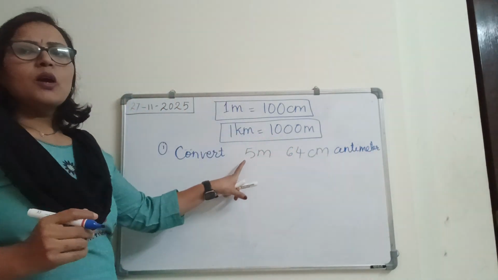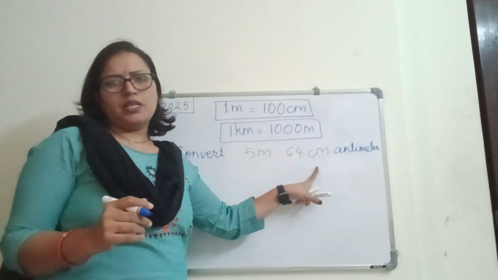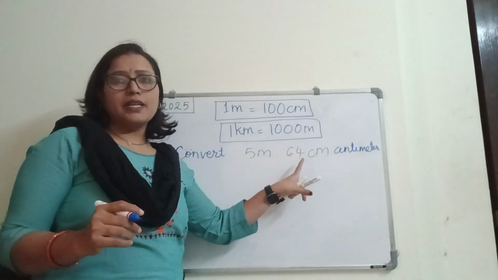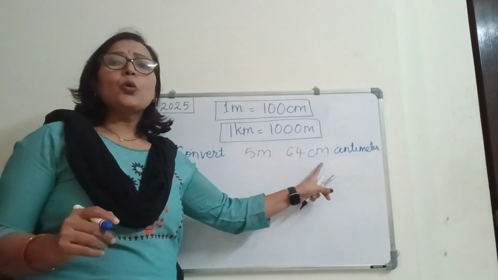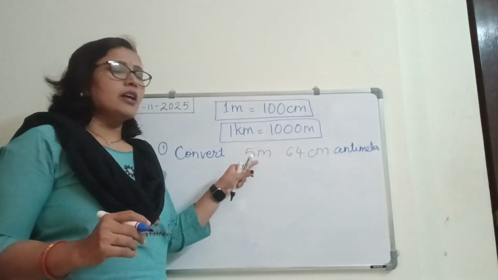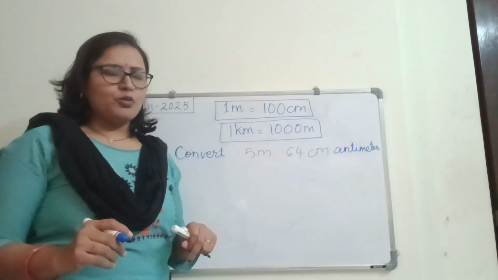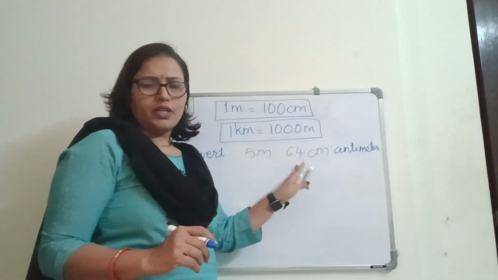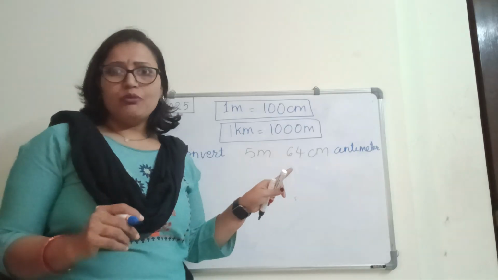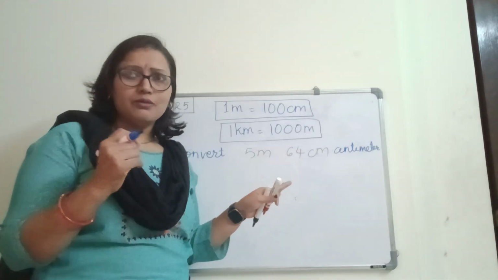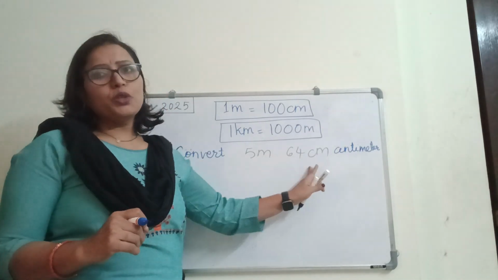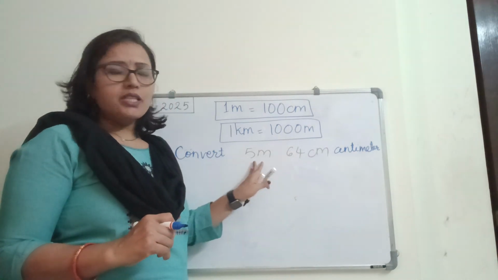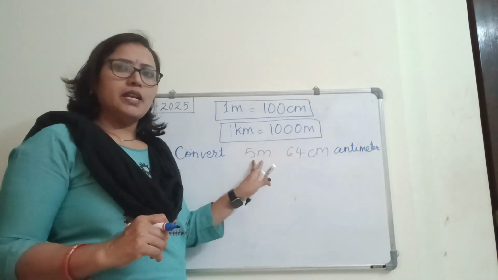So here 5 meter is given, and here 64 centimeter is given. So both the units are different. We can't add 5 plus 64. It is not possible because meter is a bigger unit, centimeter is a smaller unit. So in that case, we have to convert at least one unit to make both units equal or same. So we'll make this 5 meter into centimeter.